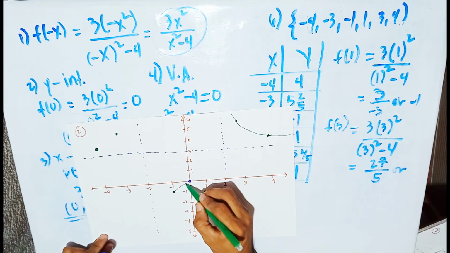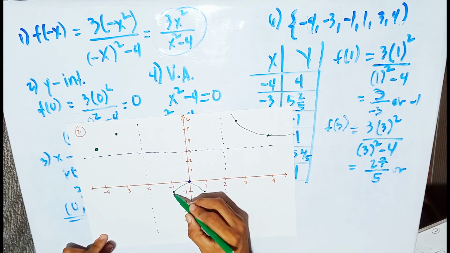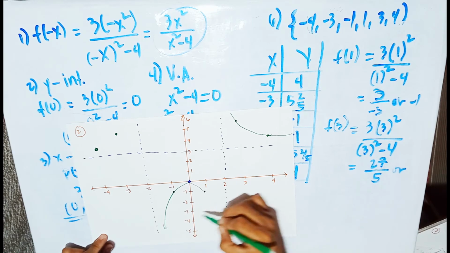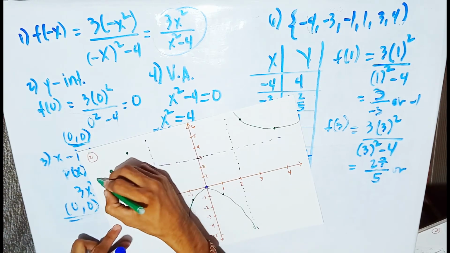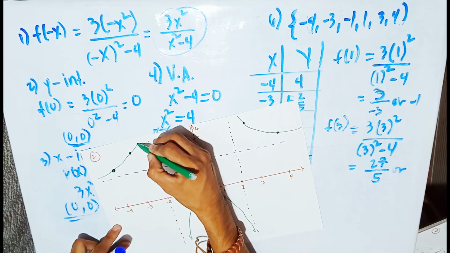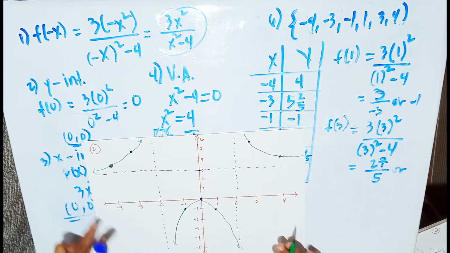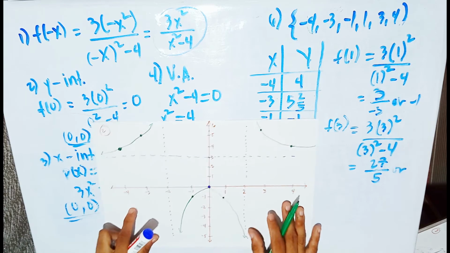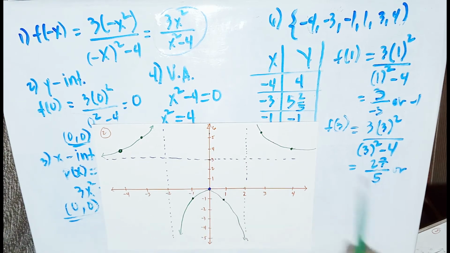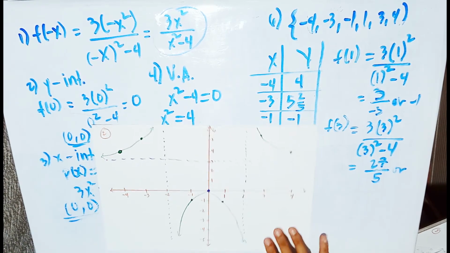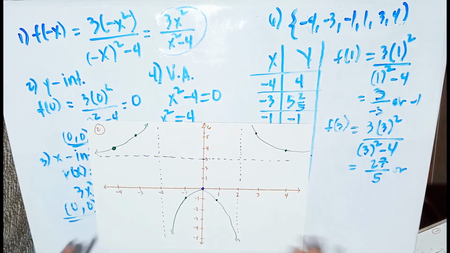Ito naman, it will cross the origin. So papunta siya sa baba. Yung mga solutions. Ito naman, pupunta naman dito. Okay. Mapapansin nyo, ito yung magiging graph ng function na to. It will just approach this asymptote, but it will never cross to that asymptote. So that is our example number 2.